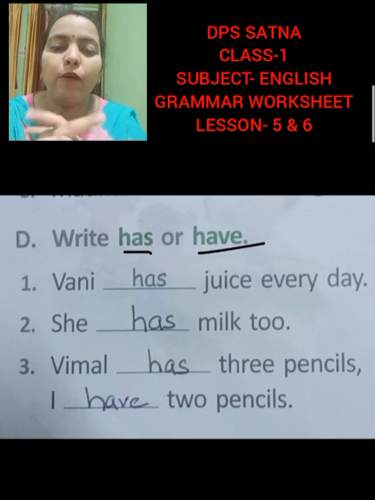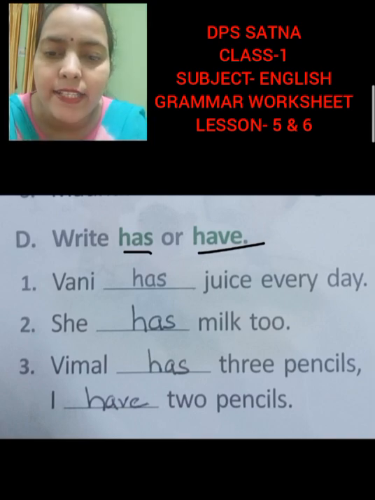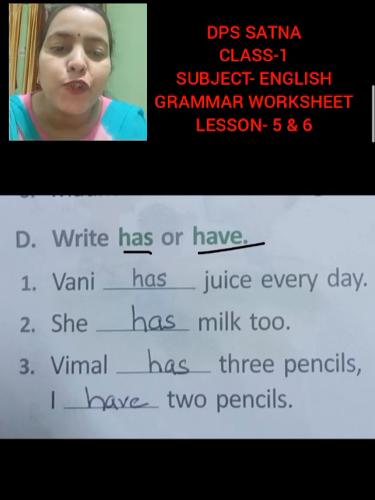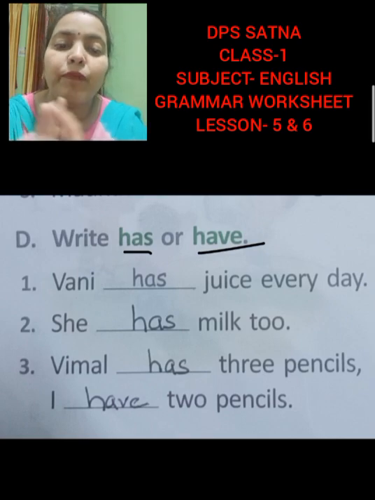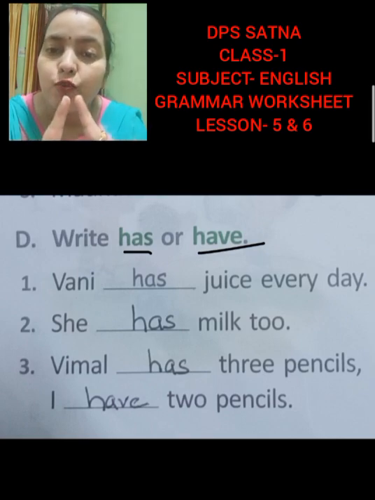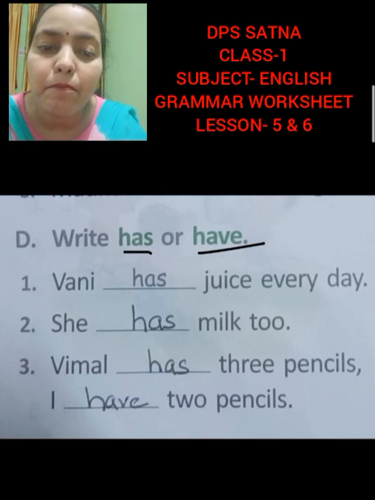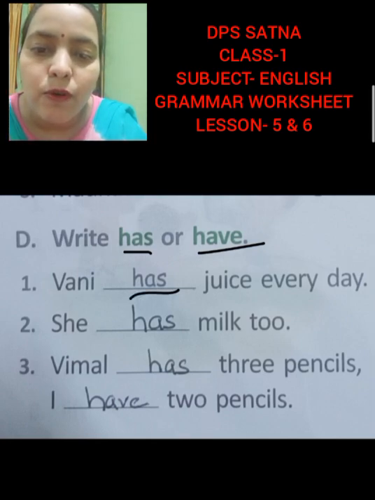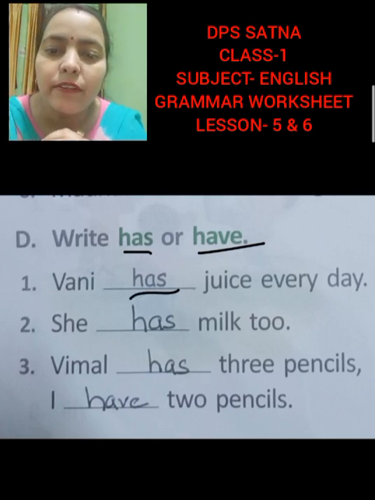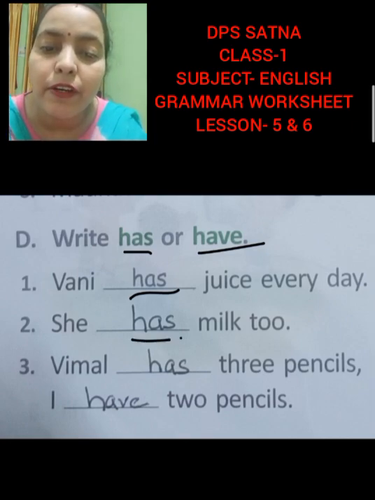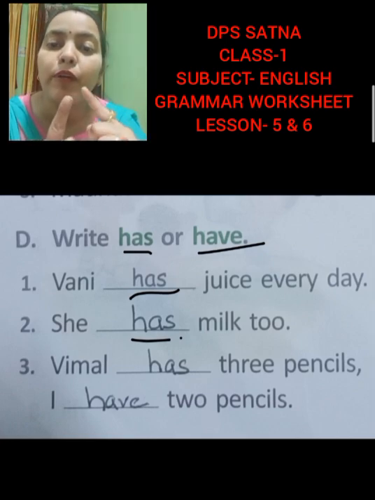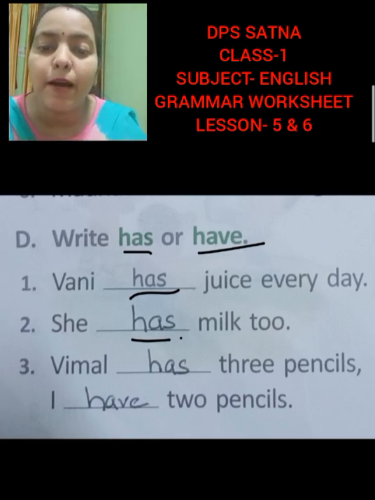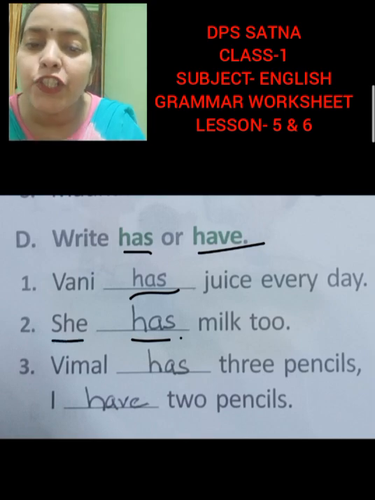Okay kids, now we are going to start the exercise. Vani dash juice every day. So we use has with one noun in the naming part. So write has over here. Now the second one, she dash milk too. Again has will come over here. We use has with the pronoun he, she and it. और यहाँ पे क्या use हुआ है? यहाँ पे she use हुआ है.